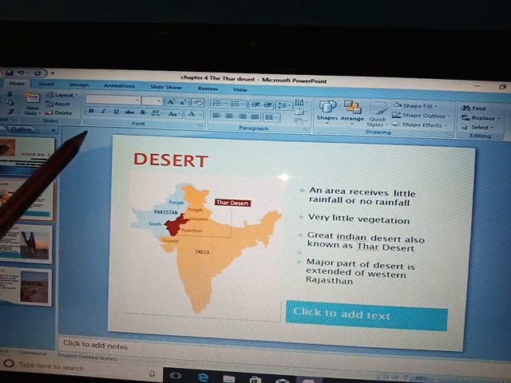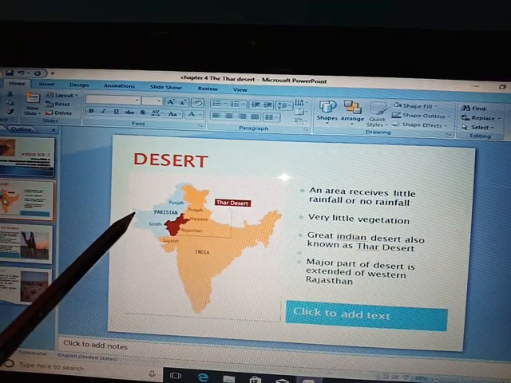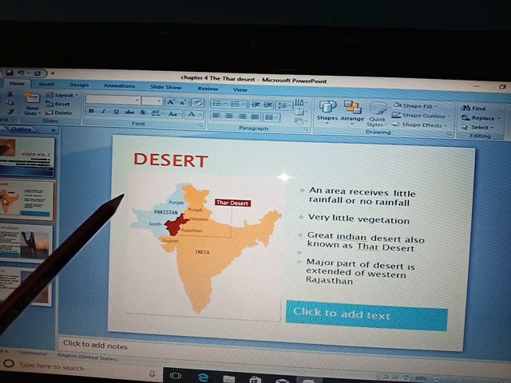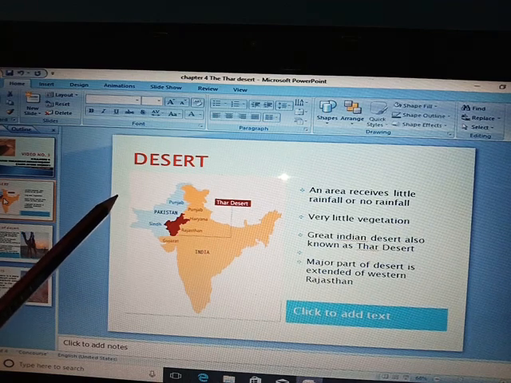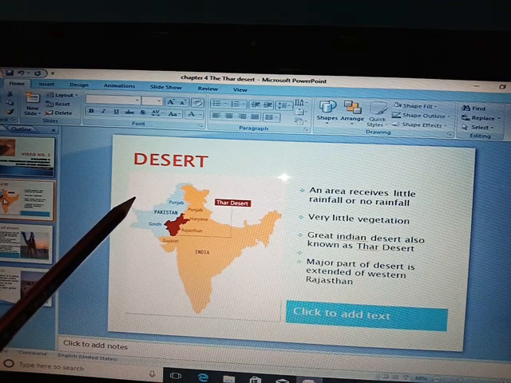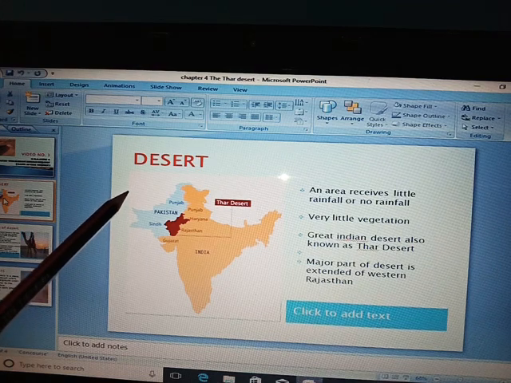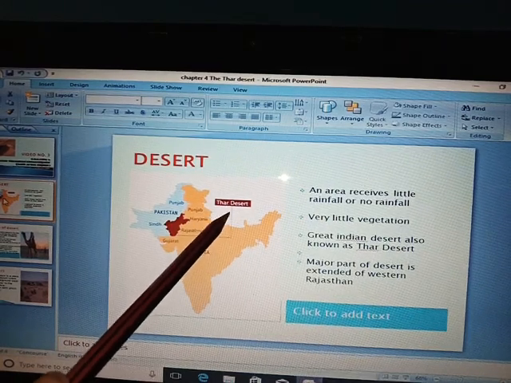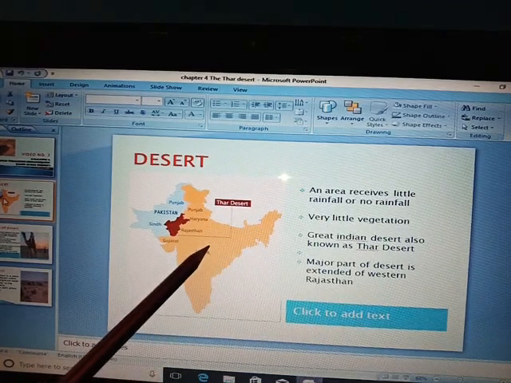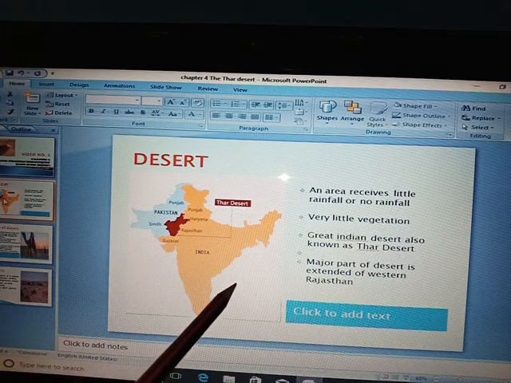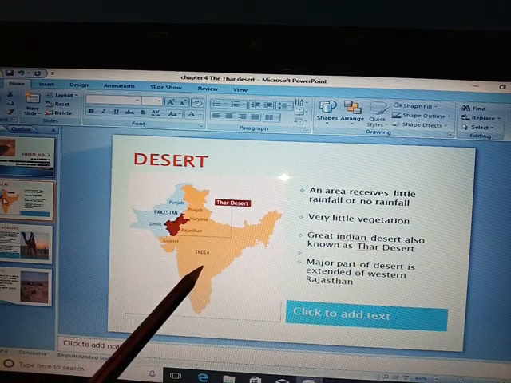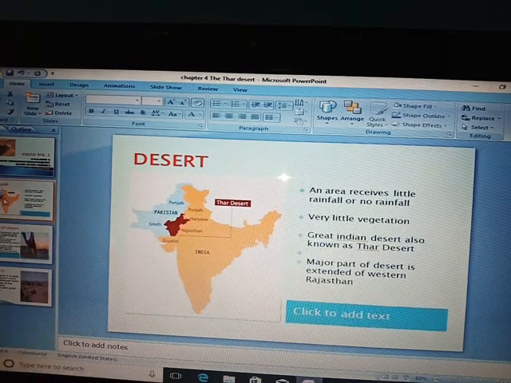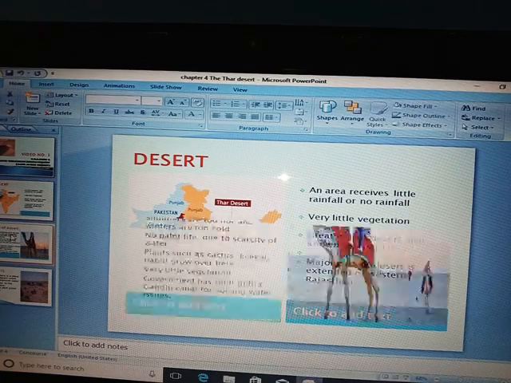So first of all, I introduced you to the desert. What is a desert? An area which receives little rainfall or no rainfall. The second point, it has very little vegetation. The third point, the Great Indian Desert is also known as the Thar Desert. The major part of this desert area is covered in Rajasthan. Now we'll move to the next topic, that is life in the desert.